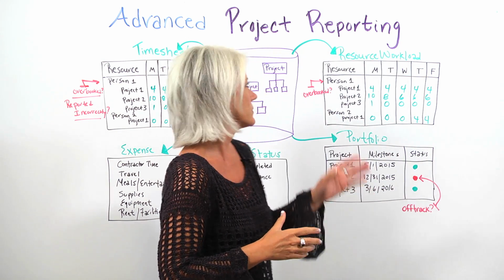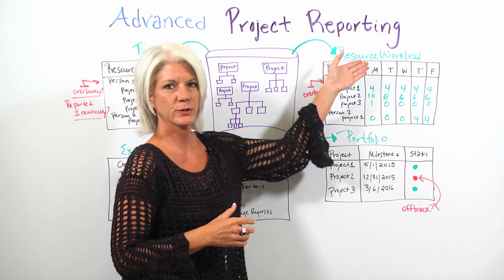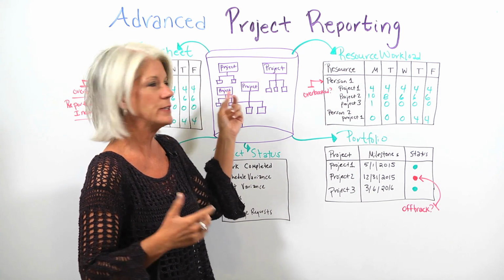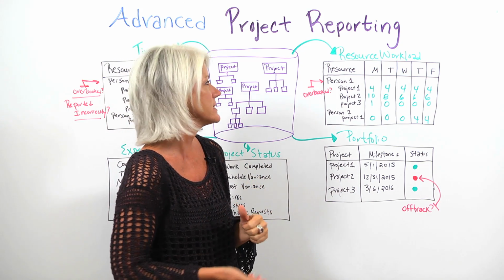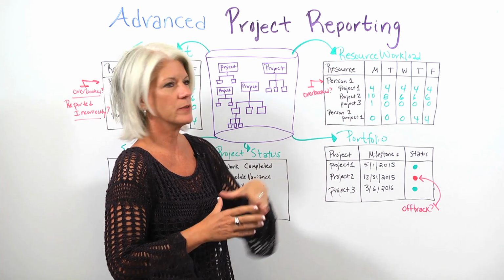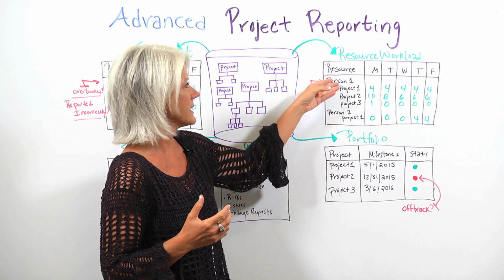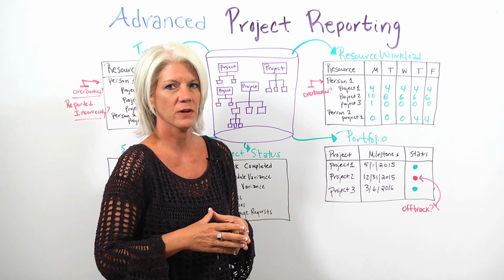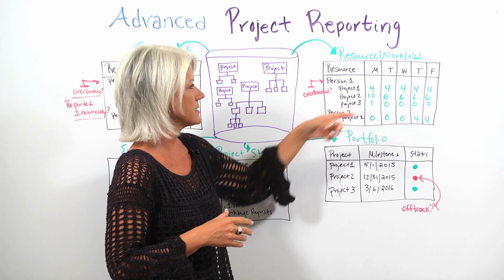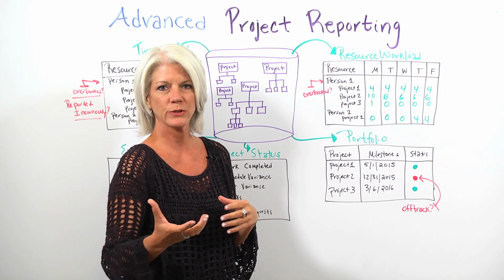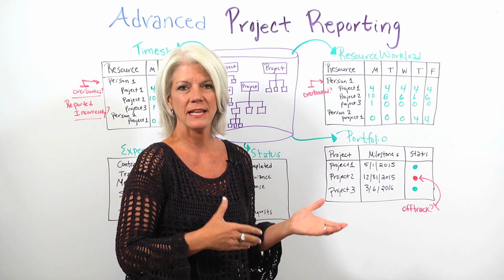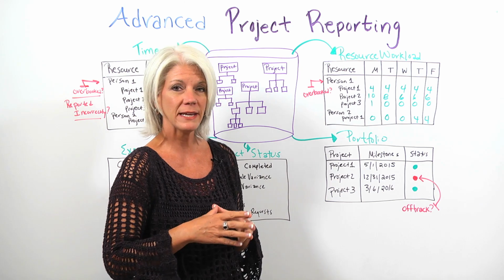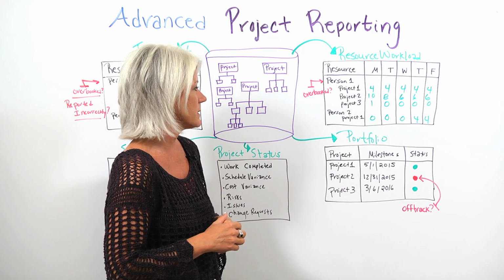Also, you want to begin looking at your resource workload, again, tied into what your resources are logging on their timesheets. For instance, this is a view of the resource workload, again, looking at your resources and what projects they're working on. And again, you begin to start looking at all of your resources. You want to ascertain if any of them are overbooked. If they are, you may consider your resource assignments.